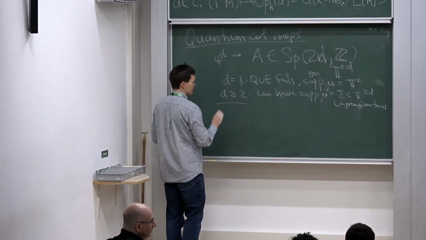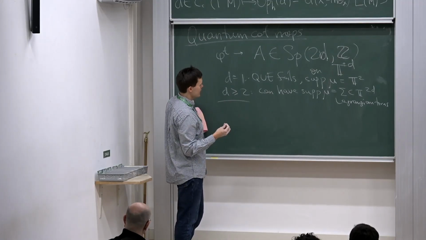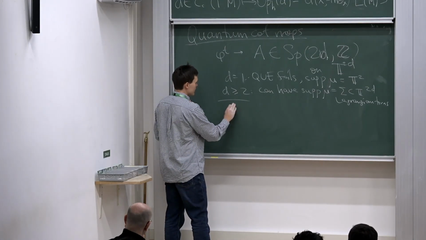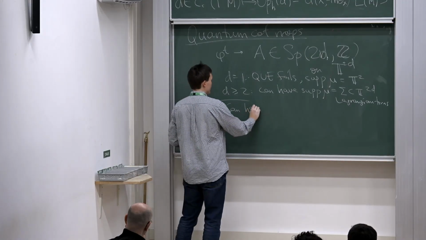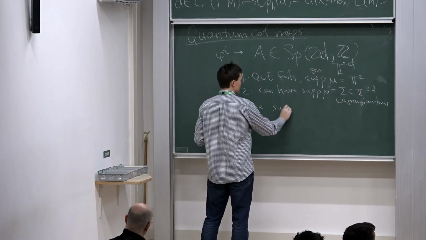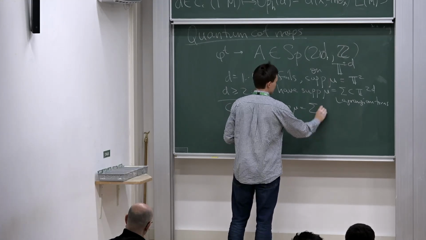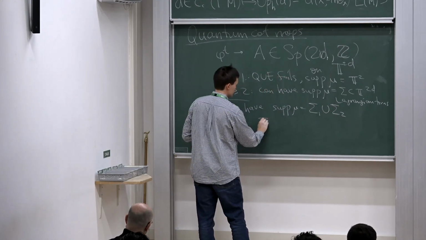But the more recent results, due to Kim and Anderson and Lemke Oliver, I'll just give you a counterexample. So you can actually have the support of the measure be a union of two symplectic subtori.